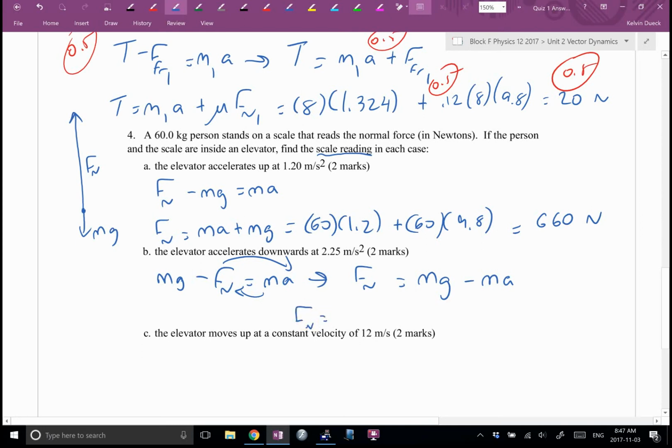Normal force is going to be 60 times 9.8 minus 60 times 2.25.